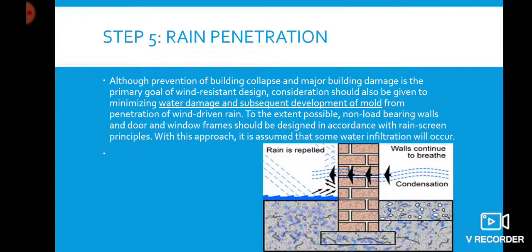With this approach, it is assumed that some water infiltration will occur. The water is intercepted in an air pressure equalized cavity that provides drainage from the cavity to the outer surface of the building. So therefore, in conjunction with the rain screen principle, it is desirable to avoid using sealant as a first line of defense against water infiltration. When sealant joints are exposed, obtaining long-lasting watertight performance is difficult because of the complexities of sealant joint design and application.